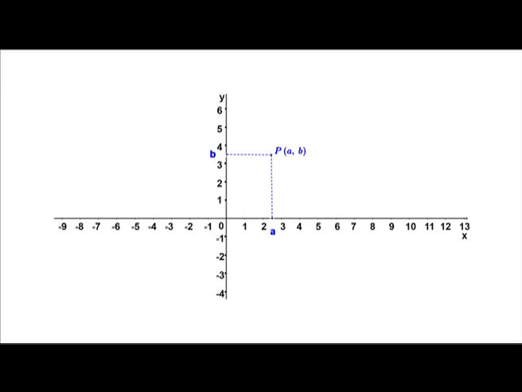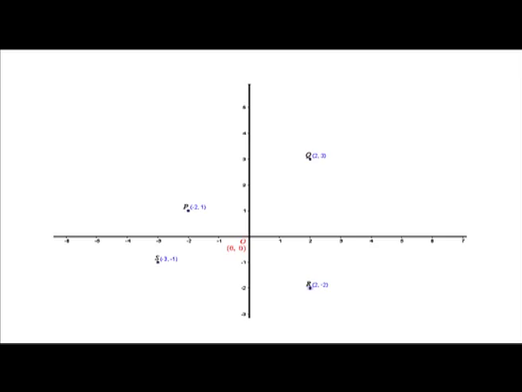The number a is called the x-coordinate or abscissa and the number b is called the y-coordinate or the ordinate. The ordered pair (a, b) is the coordinate pair or simply coordinates of the point P. Four points P, Q, R and S with their coordinate pairs are shown in the figure. We remark the following.